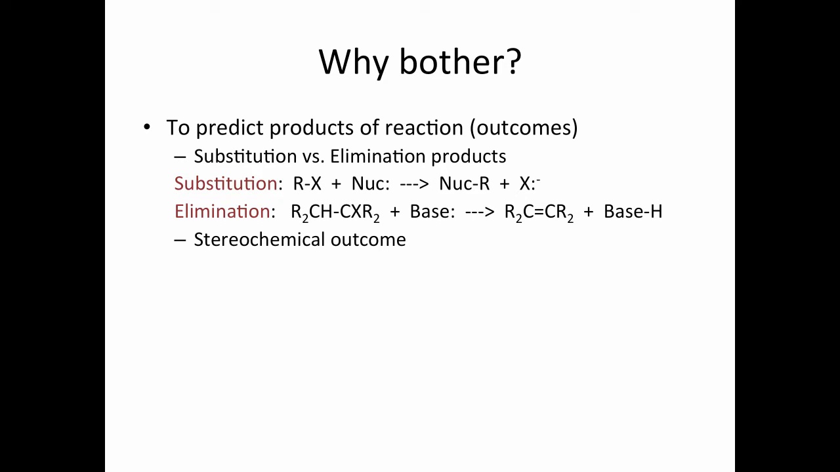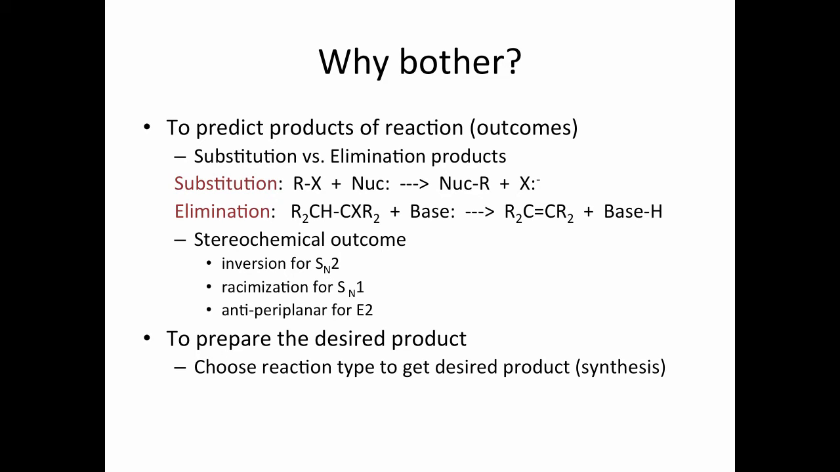Also, the mechanism determines the stereochemical outcome of some of these reactions. In particular, if it's an SN2 mechanism, we're going to get inversion during substitution, racemization if the mechanism is SN1, and if we're doing an elimination reaction through an E2 mechanism, we're going to get only the products possible from anti-periplanar elimination from opposite sides.